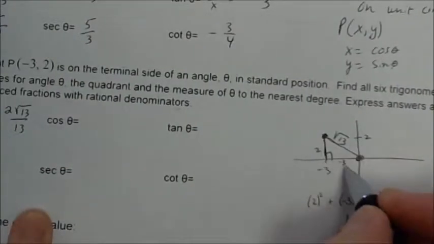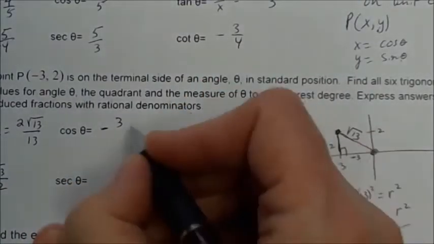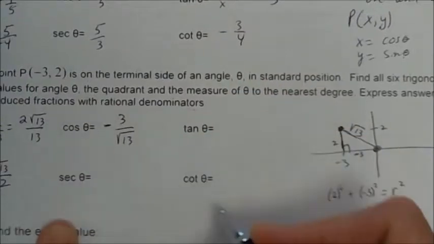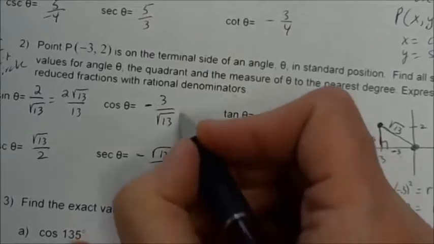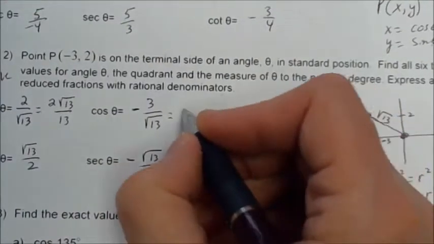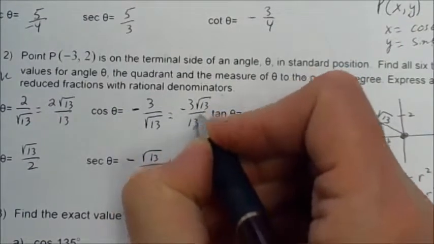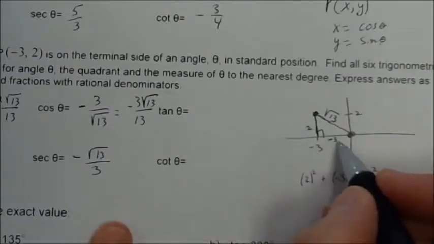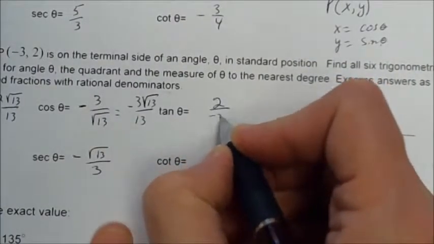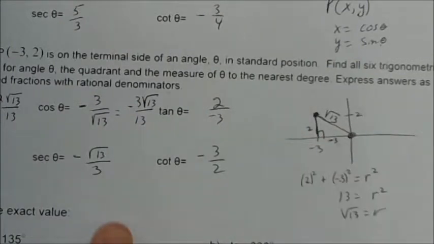The cosine is adjacent over hypotenuse. So we have the adjacent is -3 and the hypotenuse is the square root of 13. Flip that upside down and you get -square root of 13 over 3. But we have to take that radical out of the denominator, so it's -3 square root of 13 all over 13. That's all you can do with that. And tangent is opposite over adjacent, so it's 2 over -3. And the cotangent is that flipped upside down, -3/2. And then you've got that problem all done.